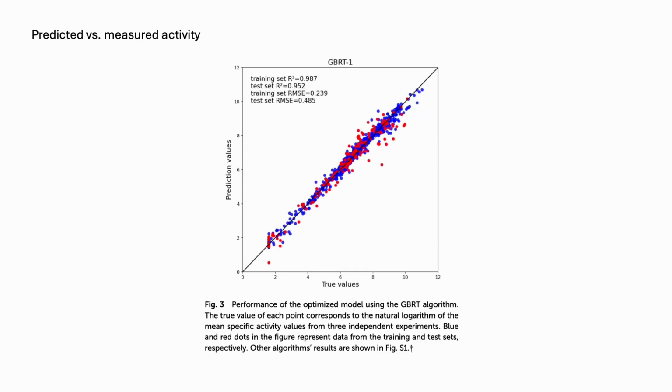In this next figure, you can see predicted versus measured enzyme activity. The tight clustering along the diagonal shows strong predictive performance, with GBRT achieving an R-squared of about 0.95, which is very promising.